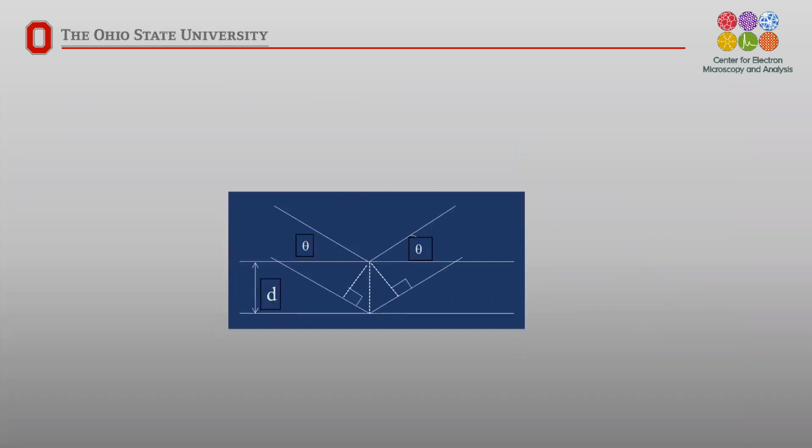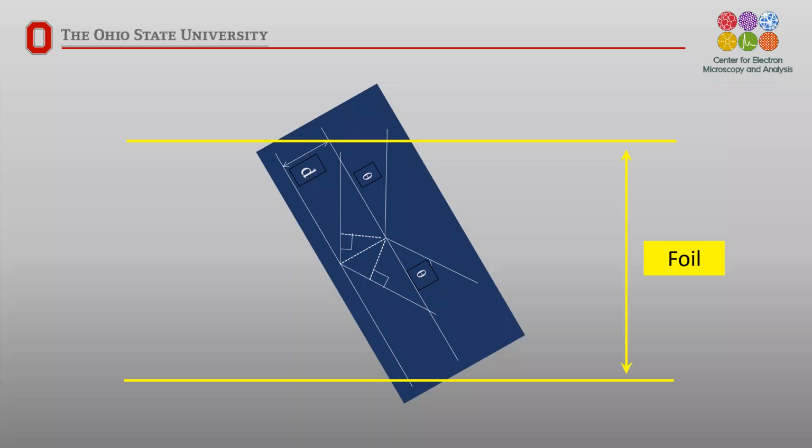Now, if we take this illustration, let's rotate it a bit, and we put this into a TEM sample, right? So a TEM sample has to be thin enough that you can get an electron beam through it, so generally on the order of 100, maybe 200 nanometers. So now we have our beam coming in directly from the top and going out at the bottom.